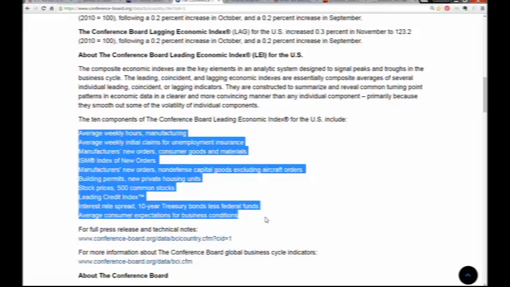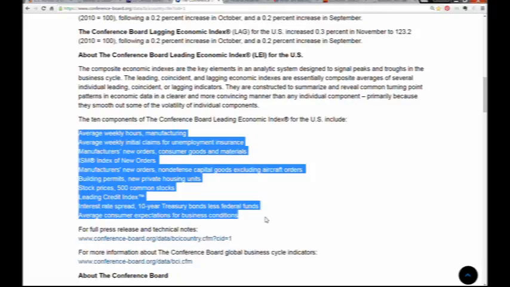Weekly claims for unemployment insurance. Obviously, if hours go up, it's good. If claims for unemployment insurance go down, that's good. New orders, again, that's manufacturers' new orders. That comes from the Census Bureau. That is a good measure. The ISM index on new orders is from the Institute for Supply Management. It's another nonprofit that does a lot of surveying of member businesses. Manufacturers' new orders, non-defense capital goods, excluding aircraft.